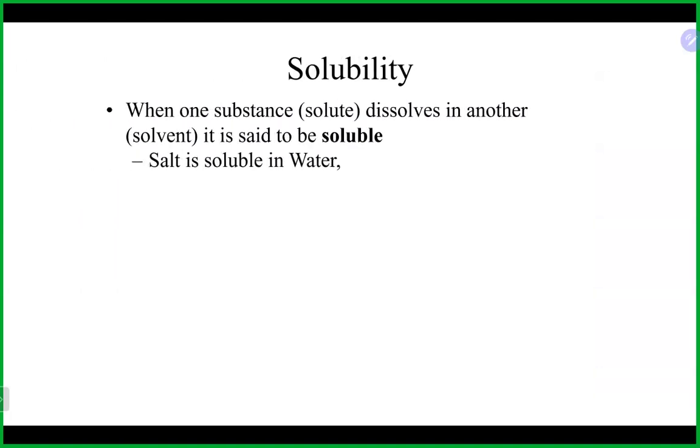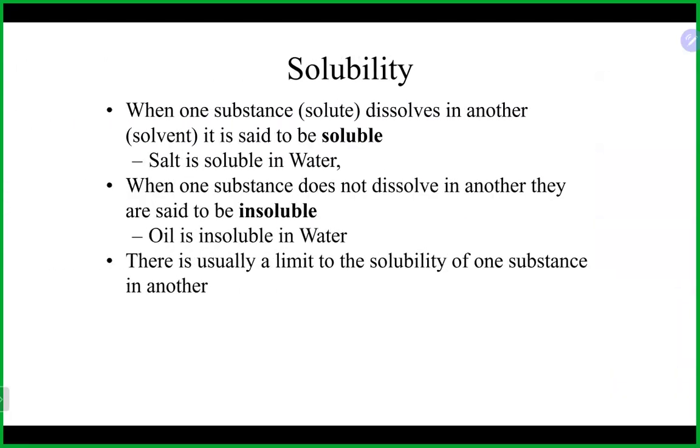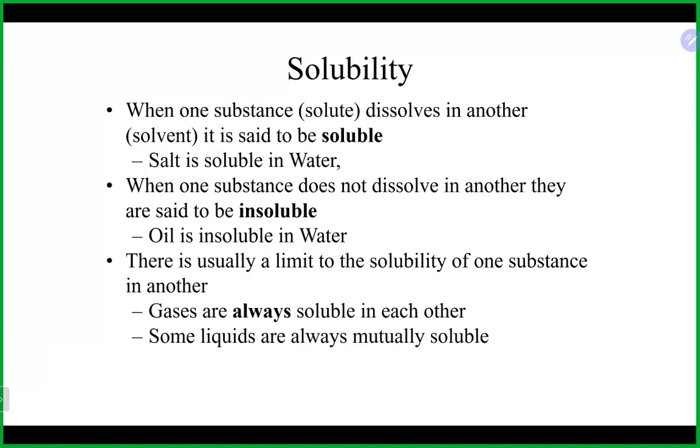So let's talk a little bit about solubility. When one item dissolves in another, that is what is said to be soluble. So if you take some sodium chloride and mix it with water, sodium chloride is soluble in water. Most ionic compounds, again, are going to be soluble in water. When one substance does not dissolve in another, that is known as being insoluble. Oil, as we saw, is insoluble in water.